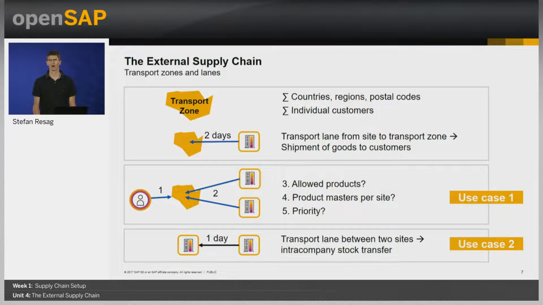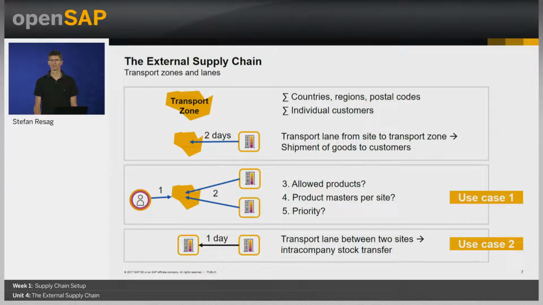In a second step, all lanes are evaluated that are directed from a site to the just determined transport zone. In step 3, it is checked if the material requested by the customer can be transported with this lane. Of course, the relevant logistics master data for material need to be available for the site. See step 4. If there are still multiple potential ship-from sites, you can prioritize the transport lane that should be automatically considered. You can still change the ship-from site proposed by the system manually if needed.